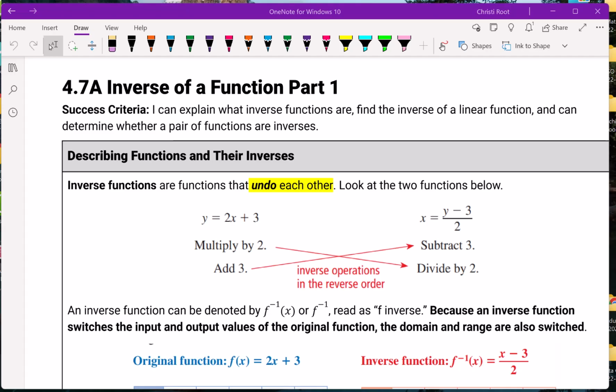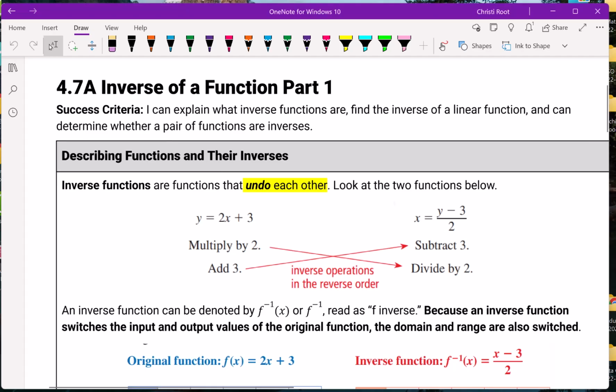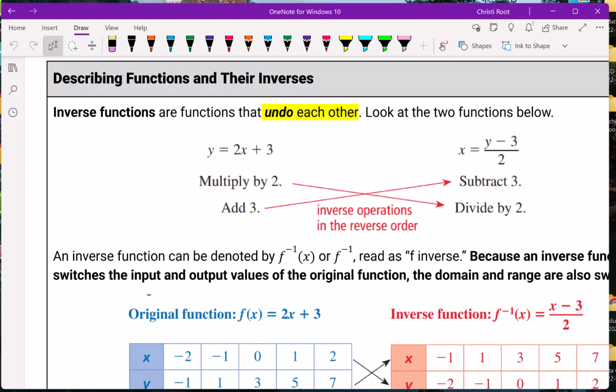All right, so in this video, we're going to talk about the first part of how to find the inverse of a function. And hopefully you watched several of those videos just to give you a general idea of how to find the inverse and what a function is. But if you got your highlighters, go ahead and highlight that undo each other. So the whole point of having an inverse function is that it will undo another function.